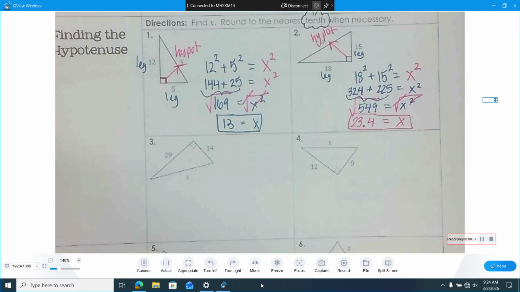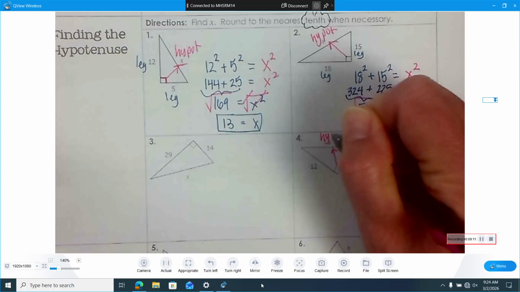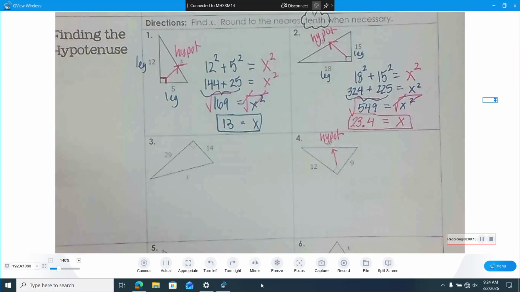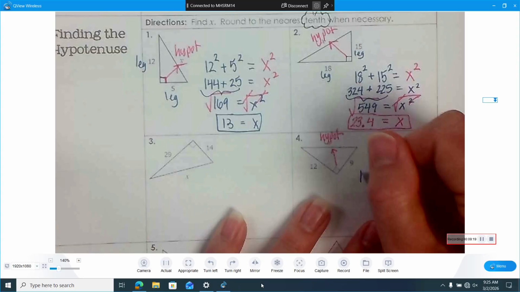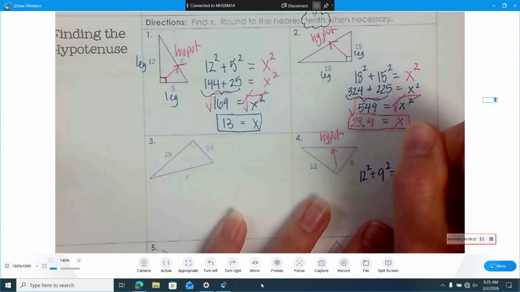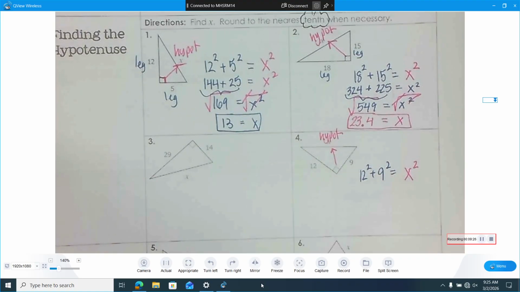Where is the hypotenuse? X is the hypotenuse. Always the first question. Where is the hypotenuse? Which means the other things are legs. So what should I write for my equation? 12 squared plus 9 squared equals x squared. Very good. Leg squared plus leg squared equals hypotenuse squared.